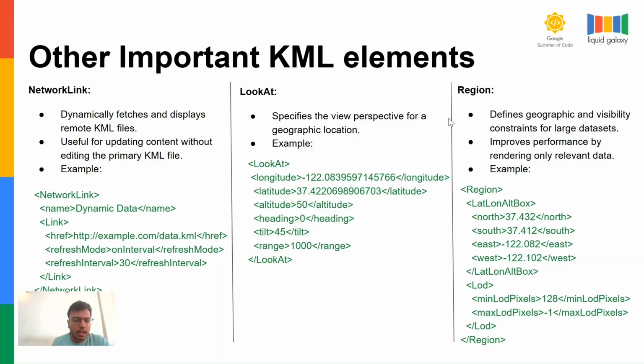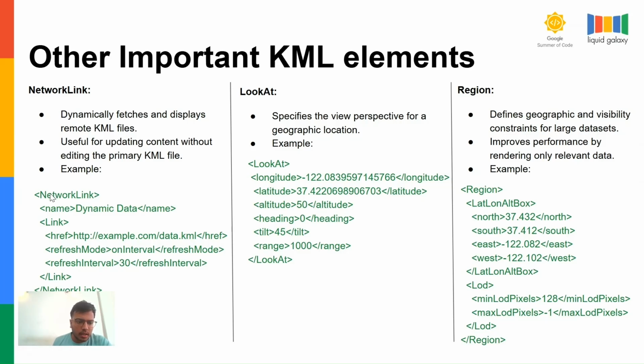So there are other important KML elements like network link, lookat, and region. So network link basically dynamically fetches and displays the remote KML files. It is useful for updating content without editing the primary KML file. So we're gonna see how this works.